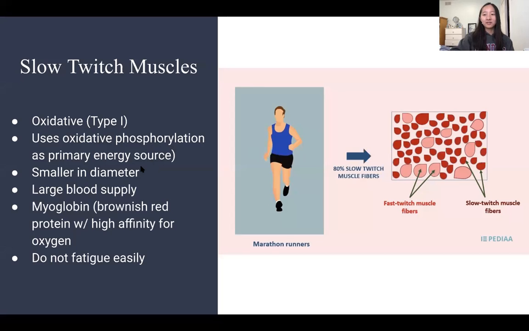And I don't think we're going to have enough time to go into what that is. So if you're interested, you can research that on your own time. But basically, it's a way of generating energy that uses oxygen. So you should just know that it uses oxygen to make energy.